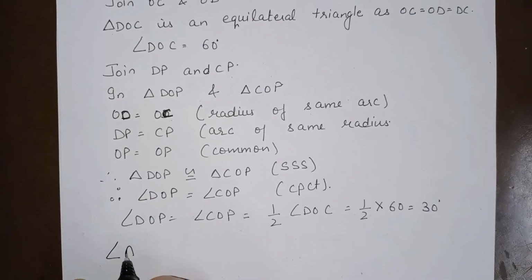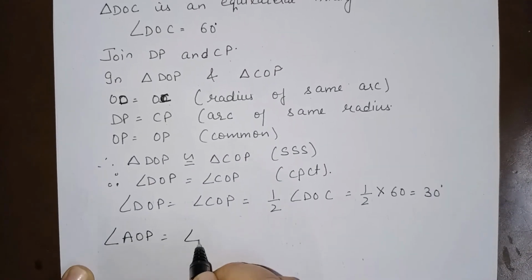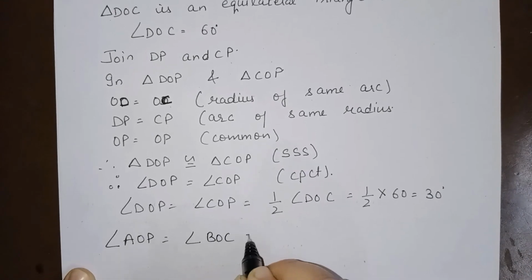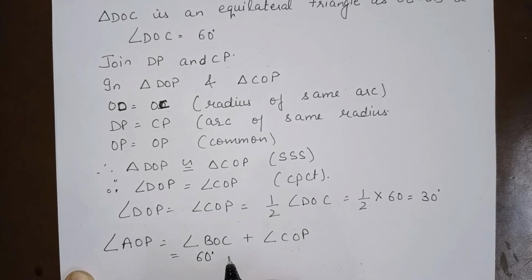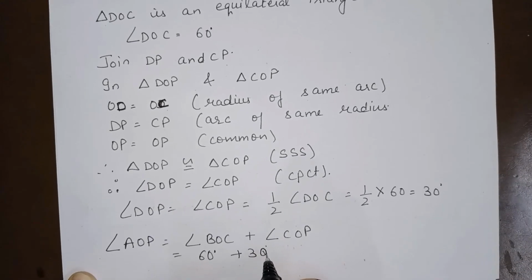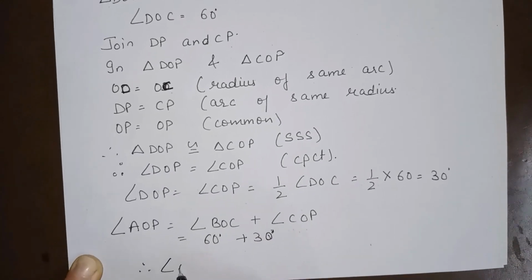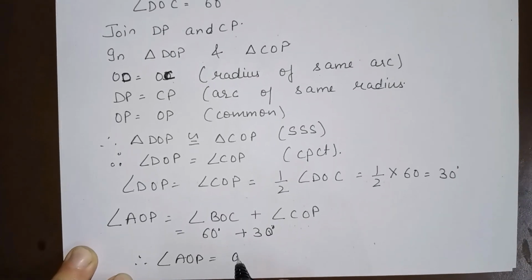Now angle AOP is angle BOC plus angle COP. BOC is 60 degree. COP is 30 degree. Therefore, angle AOP is 90 degree.